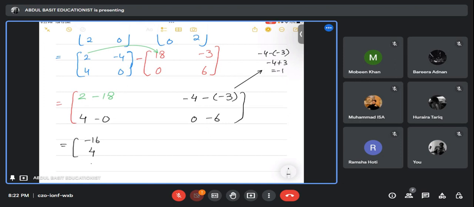So the answer is what? Minus 1. So minus 1. 0 minus 6 is minus 6. Okay. So this is your final answer. And how can you add or subtract? Beta, any questions till this point? If not, then I can proceed easily towards the multiplication of the matrices.